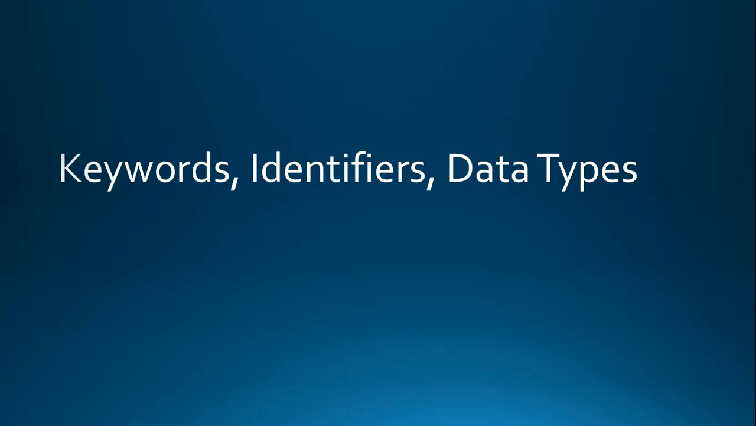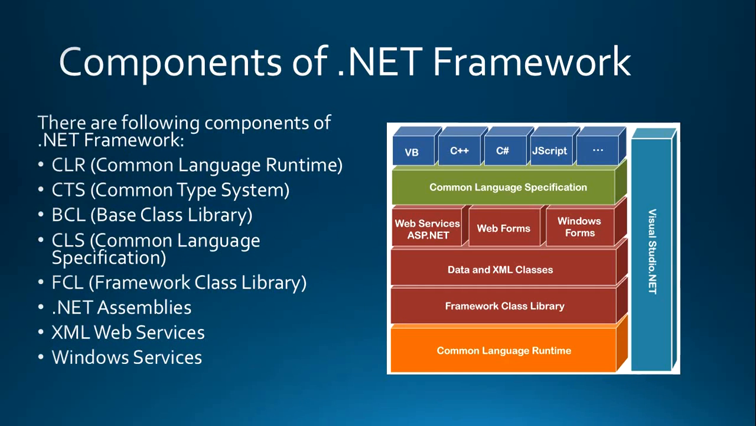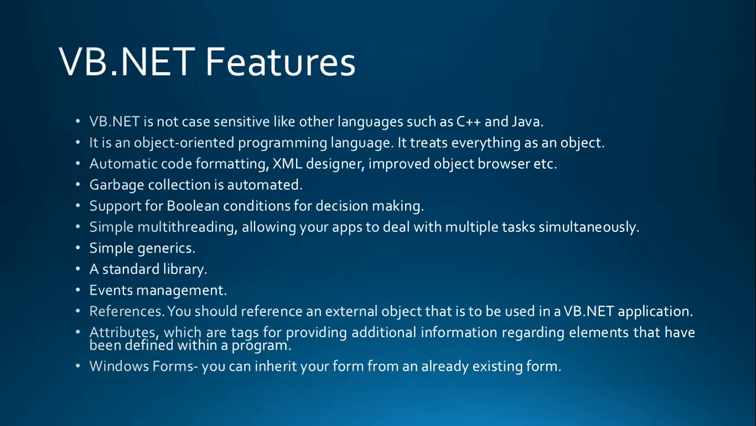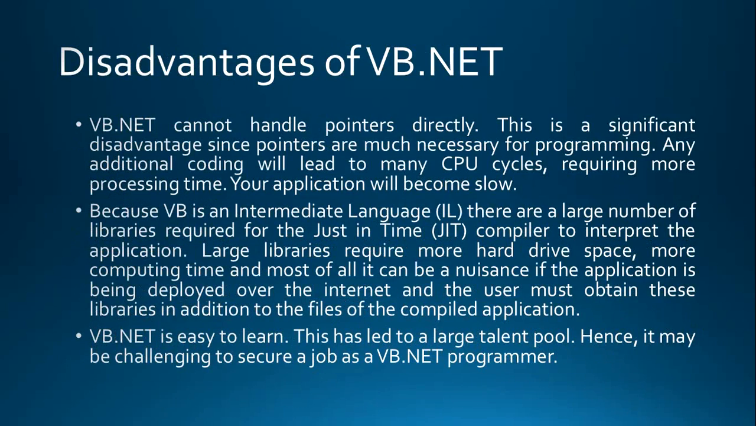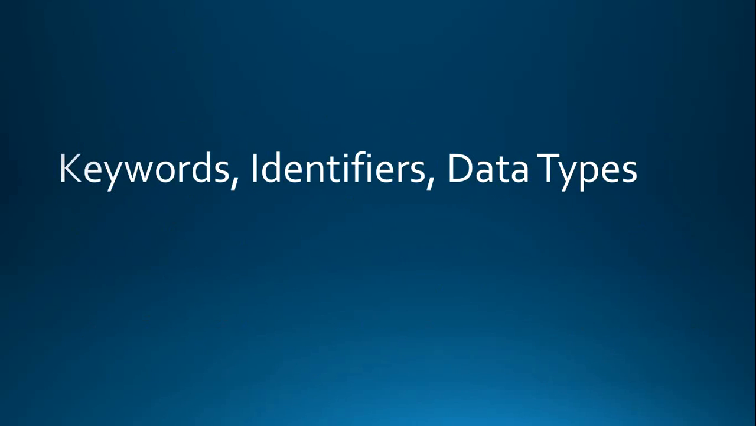Welcome back, students. In the last lecture, we had a brief overview of .NET, its framework, the components of its framework, the features, and we also discussed some advantages and disadvantages. So in today's lecture, we will talk through keywords, identifiers, and data types. These are important topics that we need to cover before we start discussing variables.